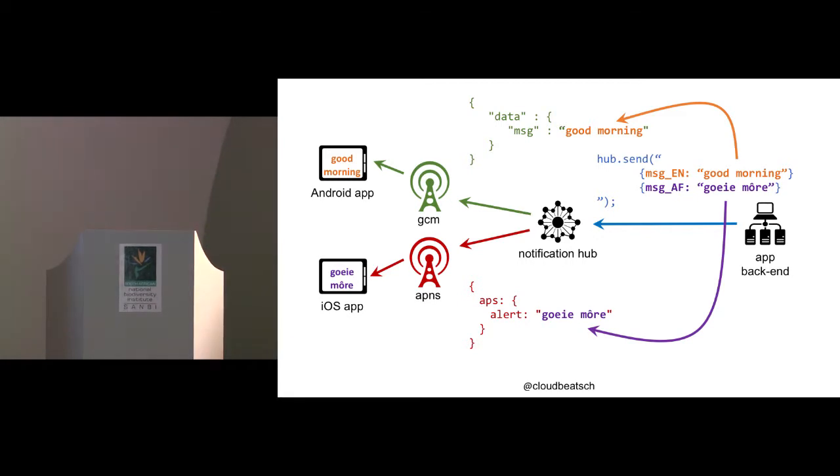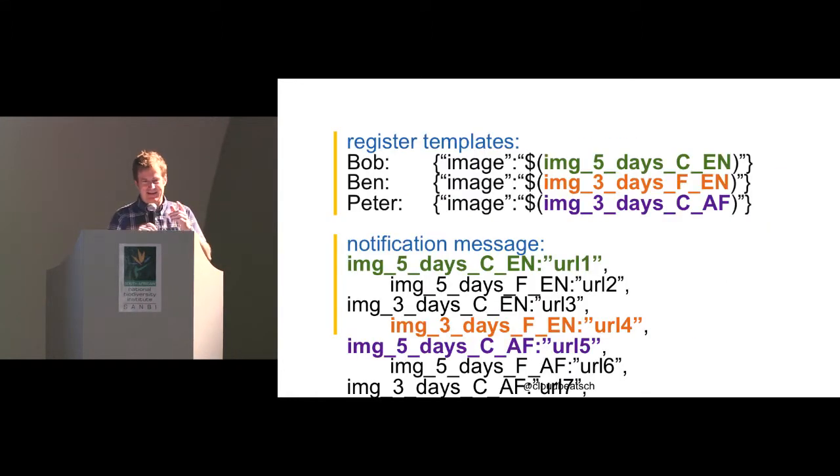So you see, we removed that complexity. I sent two messages, one in Afrikaans and one in English, and the notification hub takes the place of this, so you can actually replace this. Now, you can go way further with this.